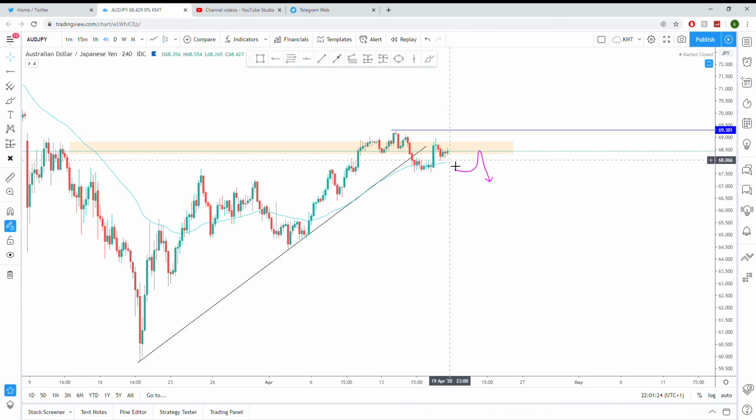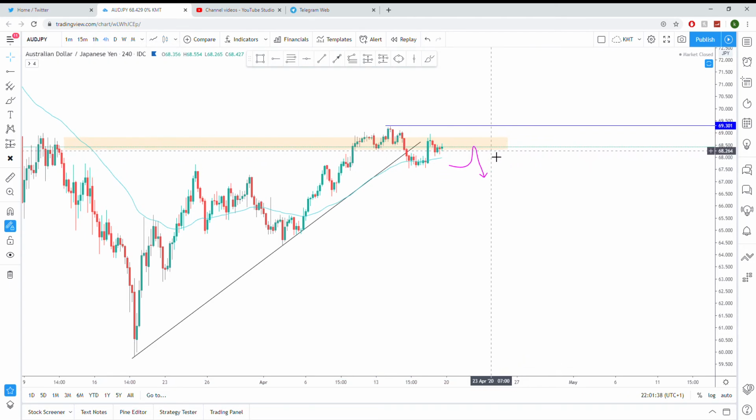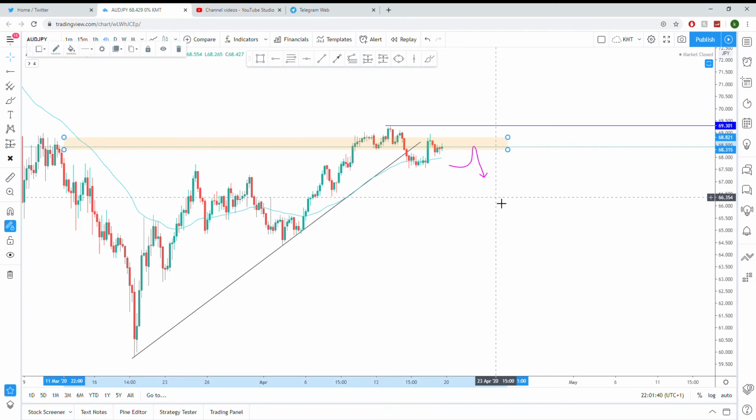But again, we're just looking for that pullback into this range. Sorry, I got a bit sidetracked. Pullback into this range, which we do have. We're now just waiting for a strong bearish momentum to the downside, and that will give us the confidence to get in and hold this trade for the long term. So the range that this is between is 68.821 to 68.315.